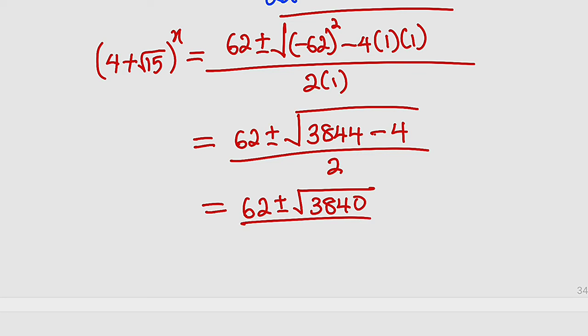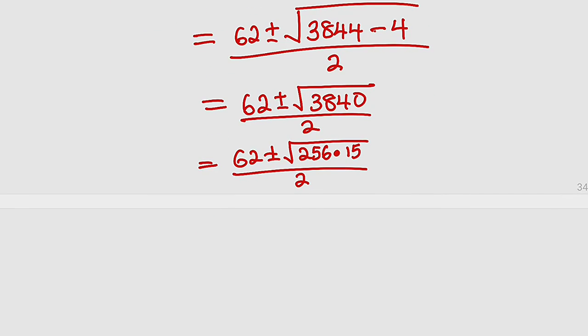3840 divided by 2. This is equal to 62 plus or minus the square root of 3840, which is the same thing as 256 multiplied by 15, divided by 2. If you want to do this, because we are dealing with a square root, you have to think of the biggest perfect squared factor of 3840, which is 256. Then the square root of 256 is 16.